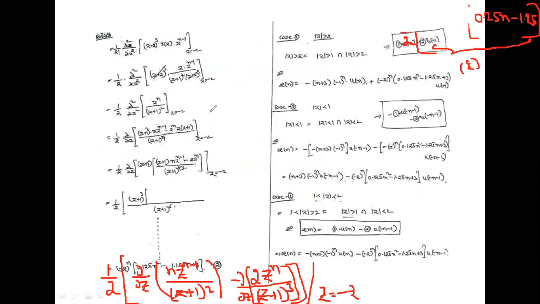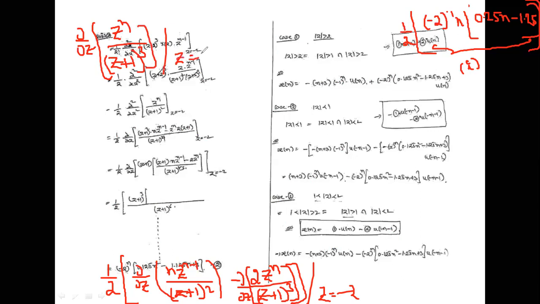Now I am taking the second term. 2 into 1 by 2 is already there, and this 2 gets cancelled, so it becomes 1. So it is multiplied with the first term only, 1 by 2. Now that 1 by 2 and 1 by 2 get cancelled, we have the ∂/∂z of z^n divided by (z+1)^3 at z equal to minus 2.